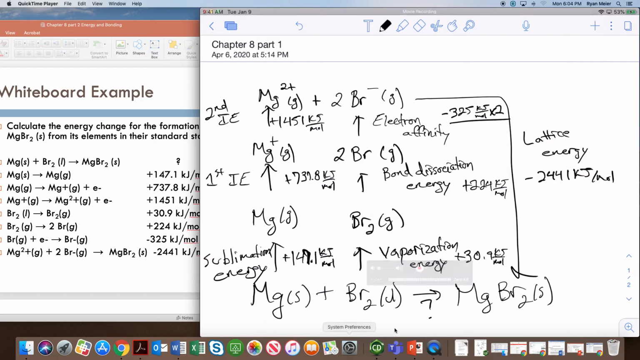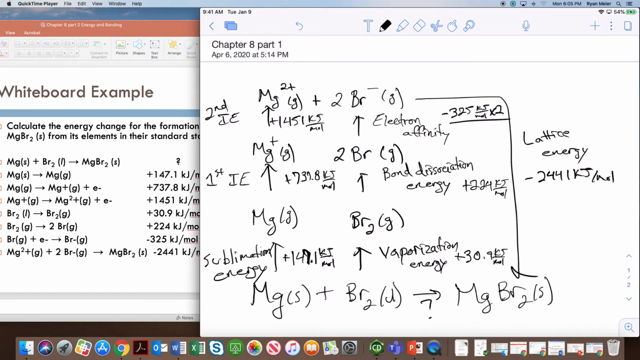And now if we want this overall energy, we should be able to just add up all of our individual steps. So I'm going to take a minute and punch these numbers in as well, and give you a chance to do the same to check the numbers here. If we're adding all of this together, we have 147.1 plus 737.8 plus 1451 plus 30.9 plus 224 plus negative 325 times 2, or plus negative 650 if you just want to write it that way, plus a negative 2441.